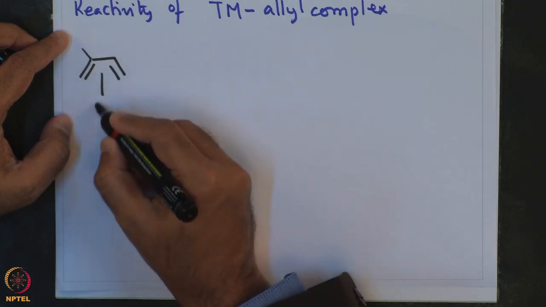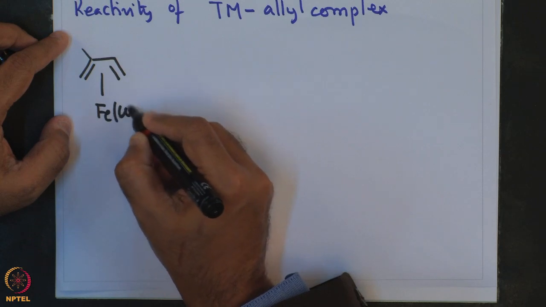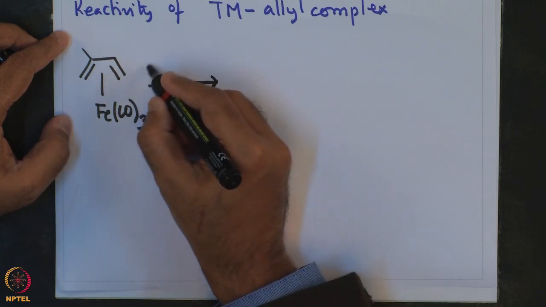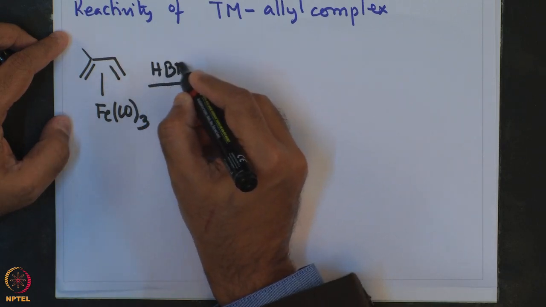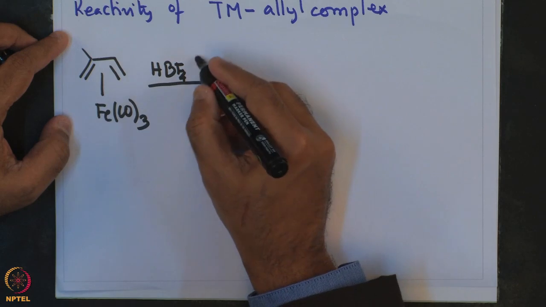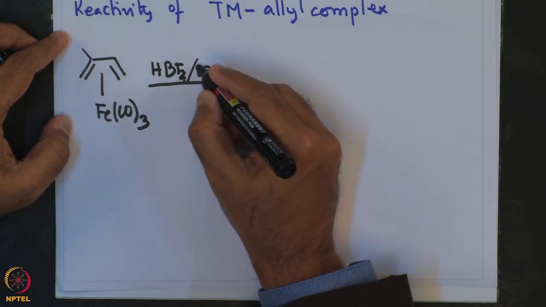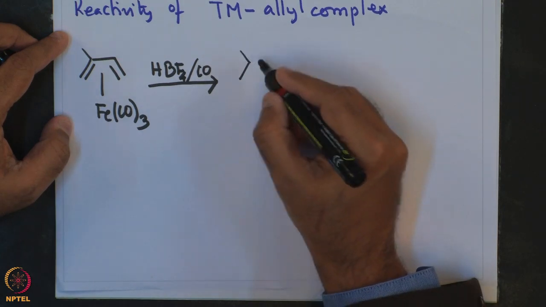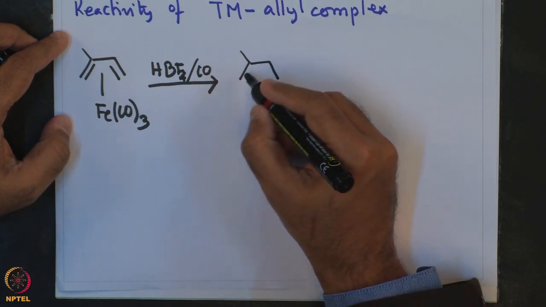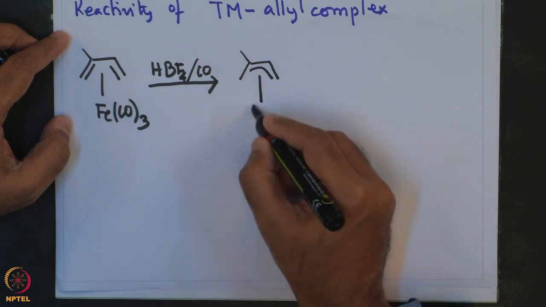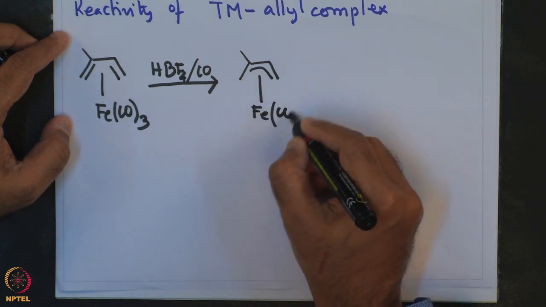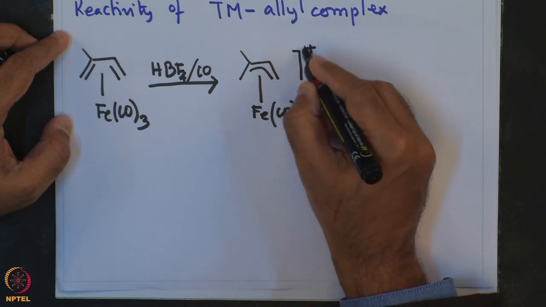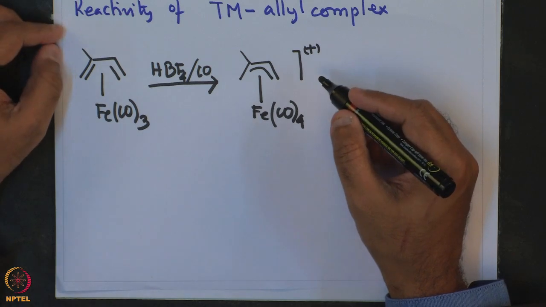This diolefin complex of iron carbonyl reacts with HBF4 and carbon monoxide, giving this allyl complex of iron, which is cationic in nature.